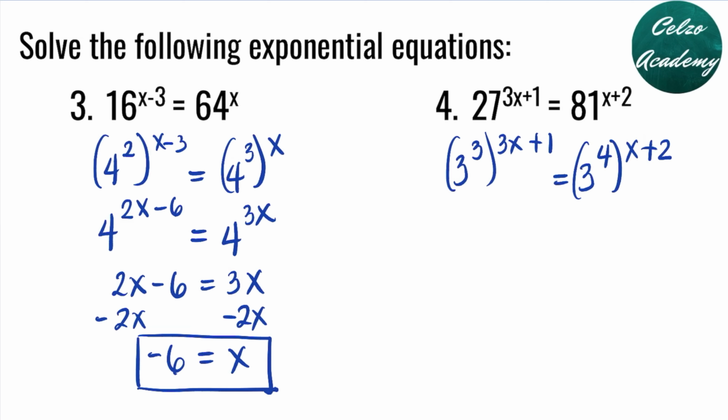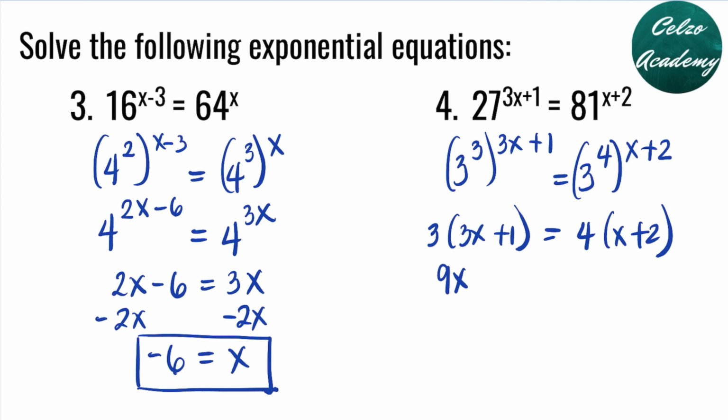So now we have the same base 3, and by using the power rule, we will just multiply the exponents 3 and 3x plus 1. And for the right side, we multiply 4 and x plus 2. So using distributive property, 3 times 3x is 9x. 3 times 1, we have 3. For the right side, distributing the 4, we have 4x plus 8.